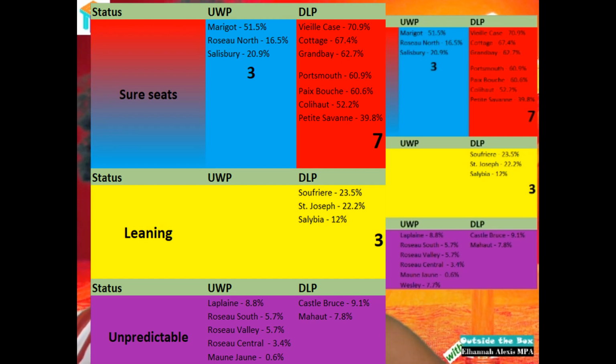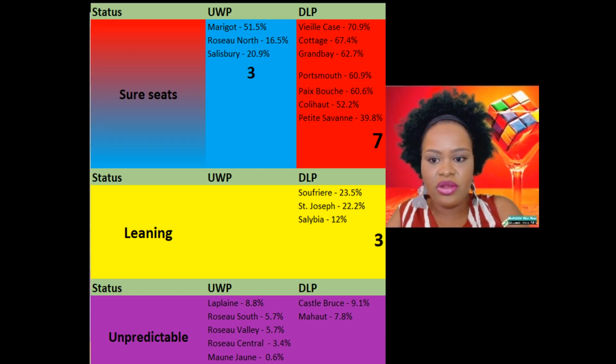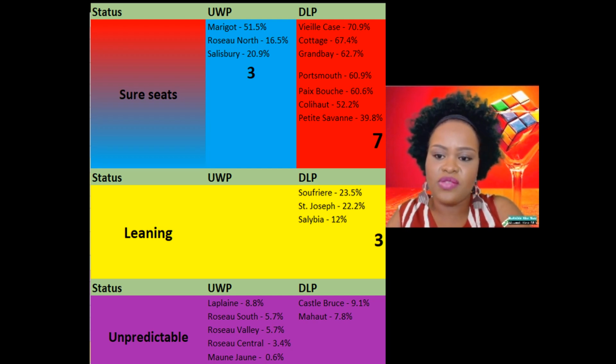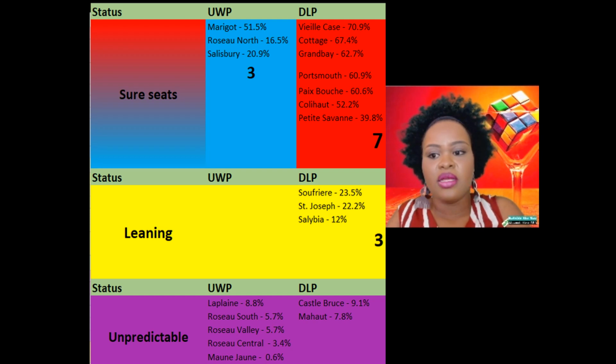If the United Workers' Party gets the 3 sure seats, right? And they are not able to sway over those leaning seats, then they would have to get all these 8 seats in order to win. One scenario is that the Dominica Labour Party could win all those 3 leaning seats. So if the Salibia constituency stays with the Dominica Labour Party along with the Sufria and St. Joseph constituencies, then that means that the Dominica Labour Party would have 10 seats.